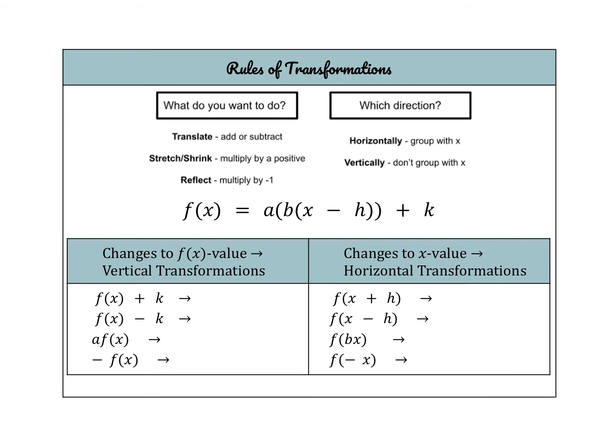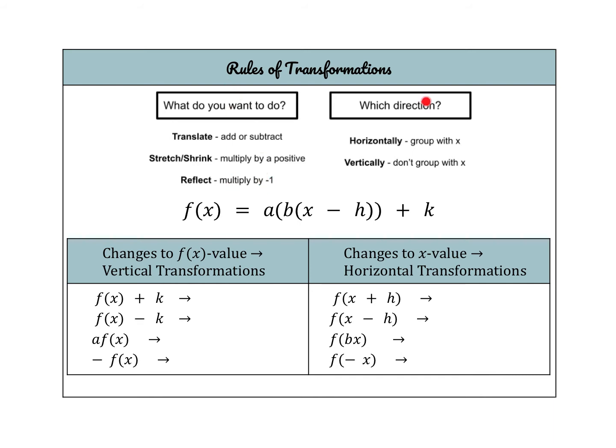So here in this chart, we have some more general rules of transformation. Whenever you're trying to apply a transformation, first you're going to ask, what do you want to do, and then which direction do you want to do it? So what do you want to do? If you want to translate or shift your graph, you're going to add or subtract to either x or y. If you want to stretch or shrink, you're going to multiply by a positive number to either x or y. So stretches or shrinks, we multiply by a positive number. And if you would like to reflect your graph, we're going to multiply either x or y by -1.